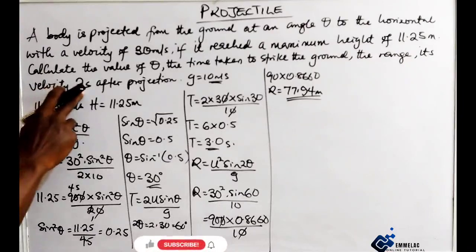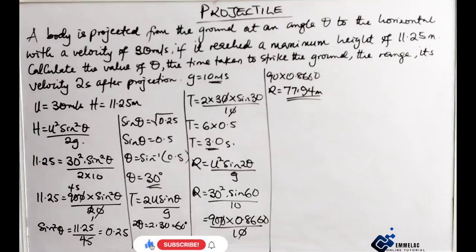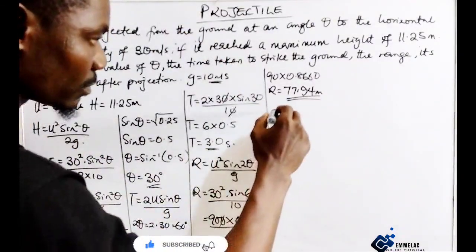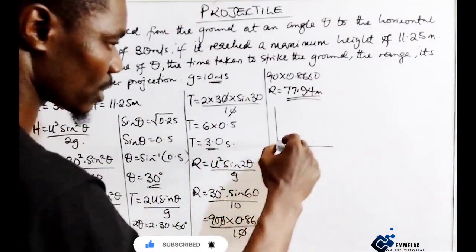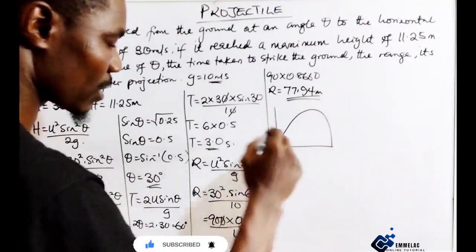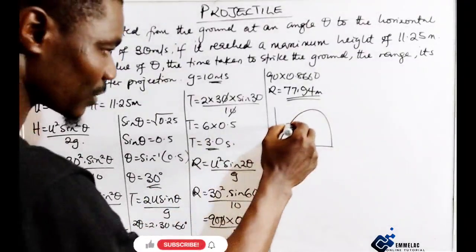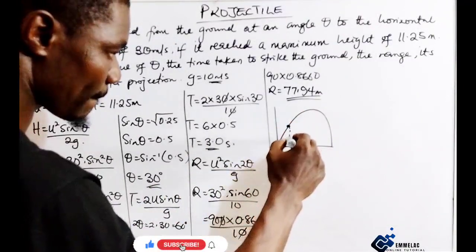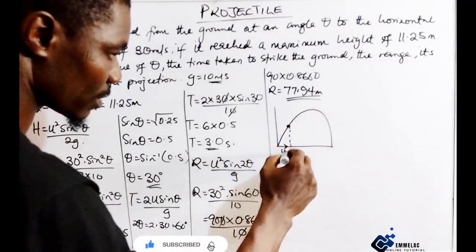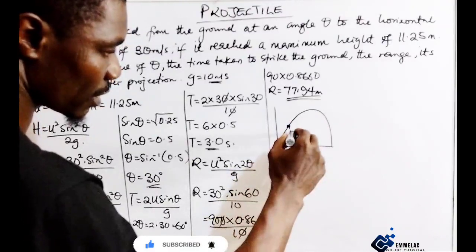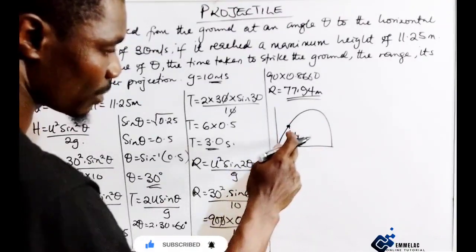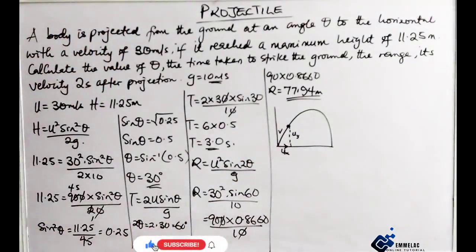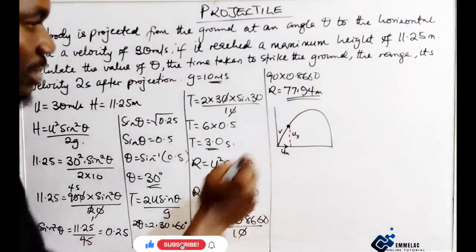Now the next one is to find its velocity 2 seconds after the projection. We have to draw a quick diagram to illustrate this. Let us assume this is it, and here is actually the 2 seconds. So at this point, you have the vertical component and the horizontal component. This is at 2 seconds, time t.